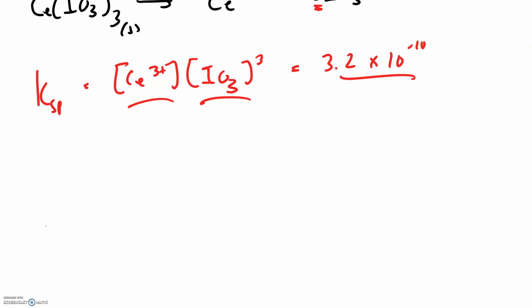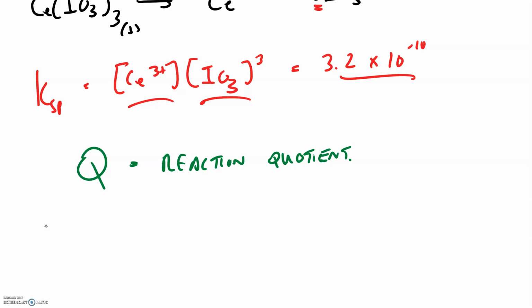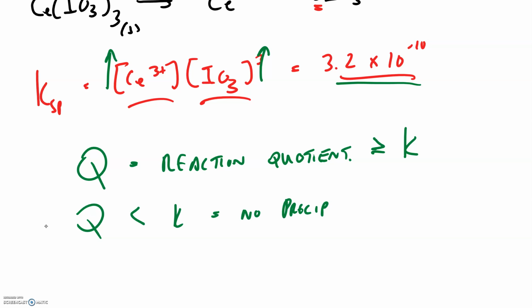We're going to set this up like we did way back in chapter 13 with Q. We're going to call this the reaction quotient. And for there to be a precipitate, Q has got to be greater than or equal to K. The concentration of these guys in solution has to be large enough to at least make it to this ratio, and bigger if possible. If not, if Q is less than K, that means no precipitate forms. So let's try it.